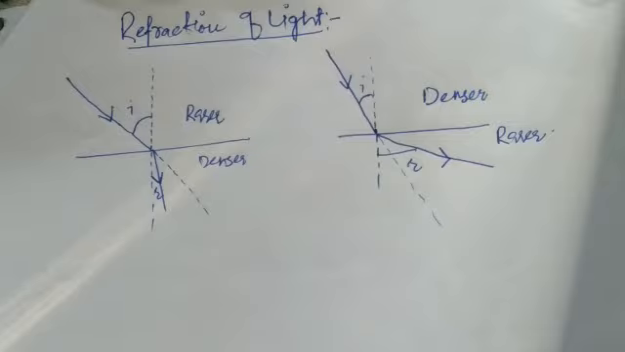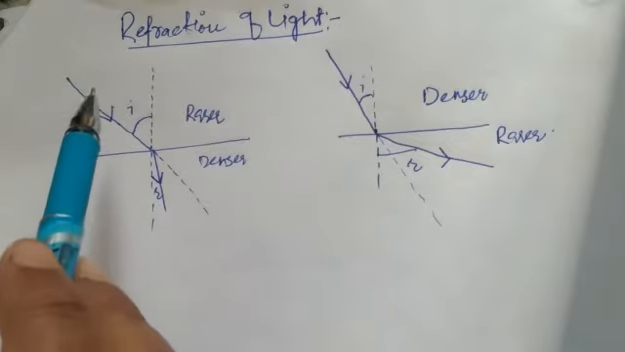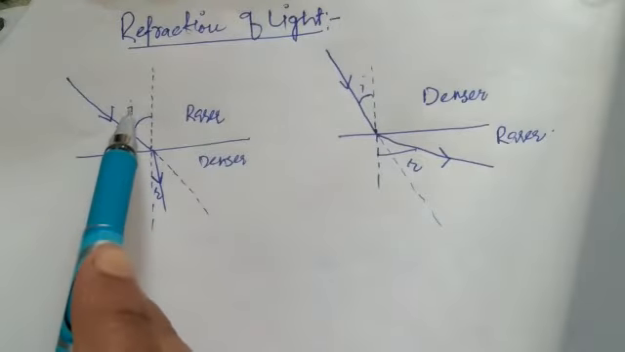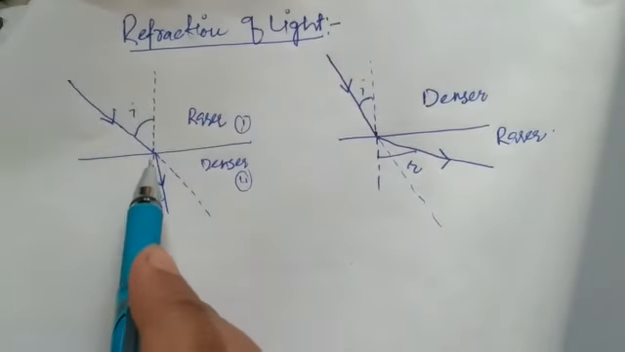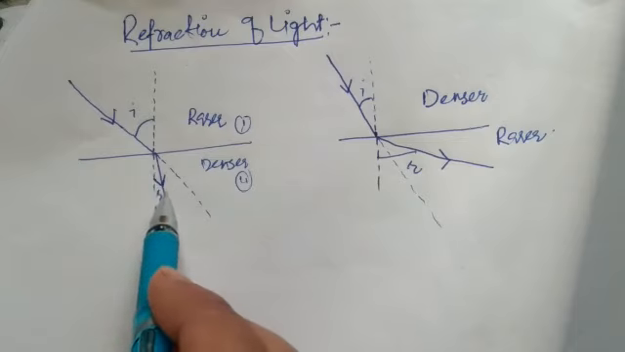Today we are going to continue with the refraction of light. Last time, we read about what refraction is. Refraction of light means when a ray of light goes from one medium to another medium. This is medium number one, this is medium number two. At the interface, there is bending of light.